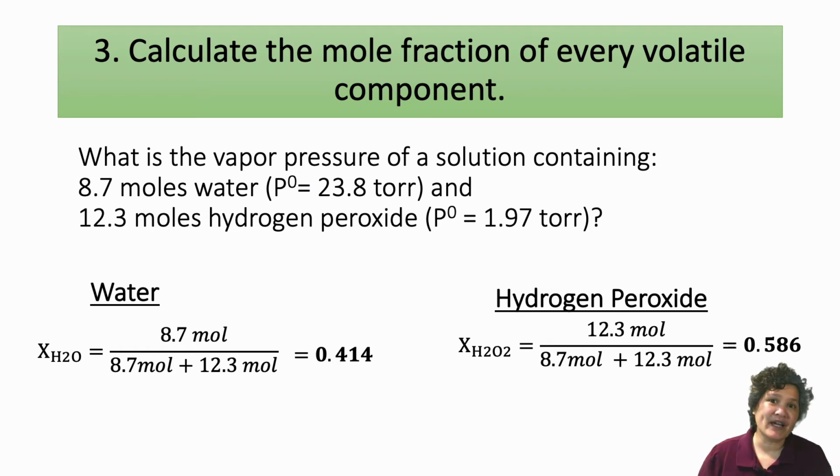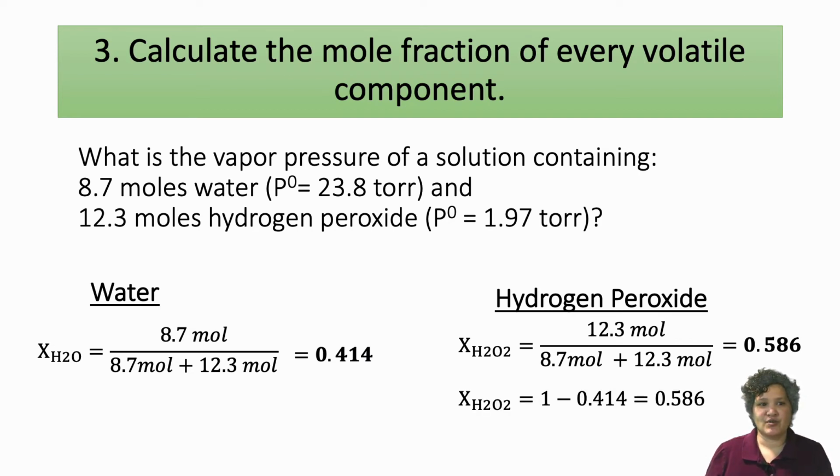Now, if you only have 2 components, you can actually skip that second calculation because your mole fractions always add up to 1, remember? And so we could just do 1 minus the mole fraction of water, and that would give us 0.586 as well. So you can check my math on that, but that's how it goes.